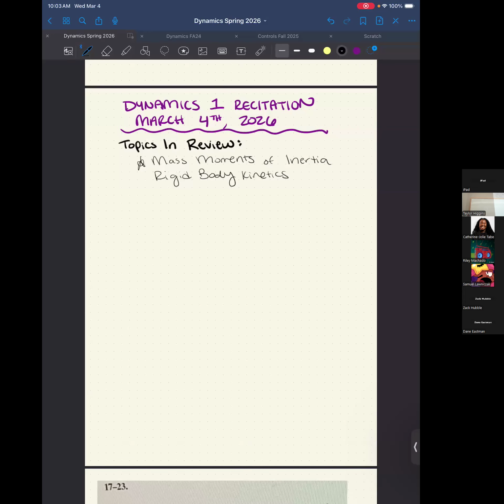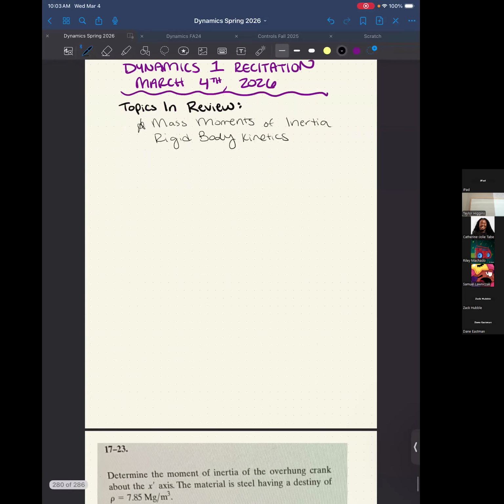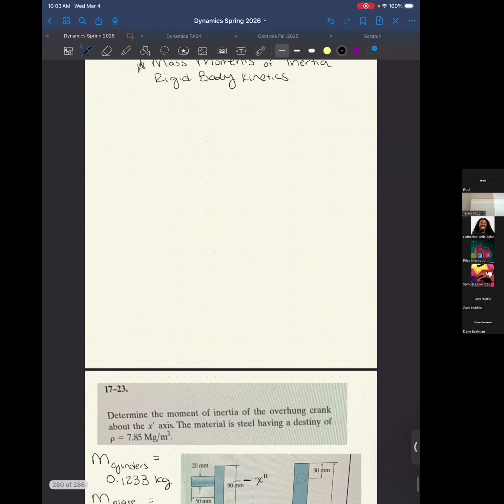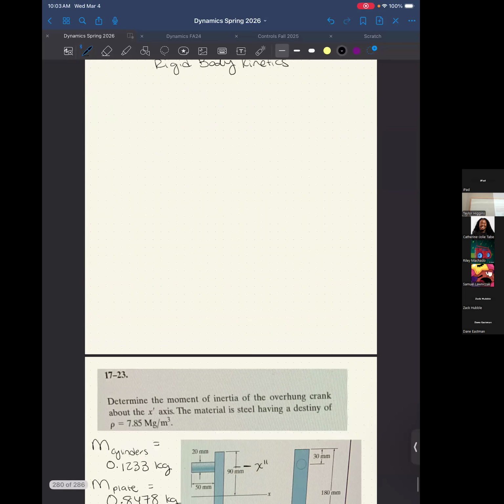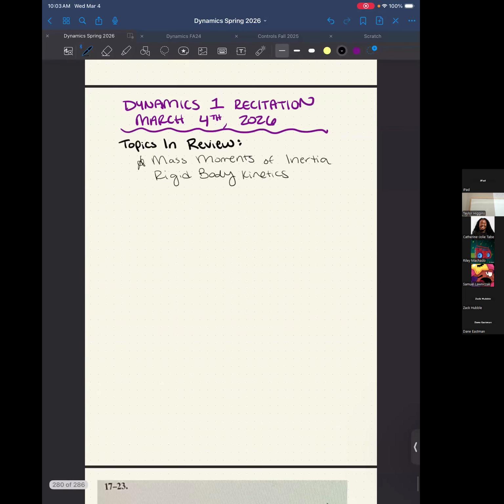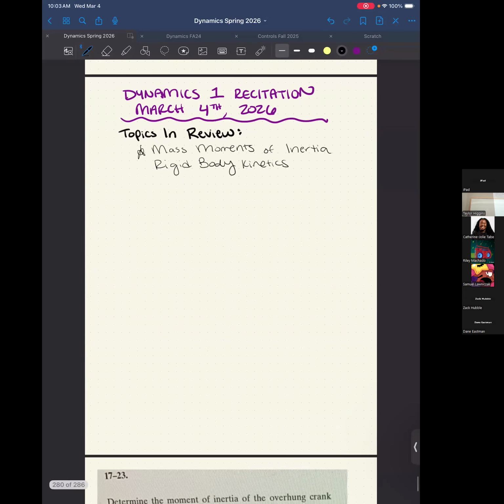So I do have one for mass moments of inertia. It's a little bit more of a 3D problem, so in that way it might be a little bit more tricky than what you've seen before. So we'll do just one of those and then a rigid body kinetics problem to review from last class.